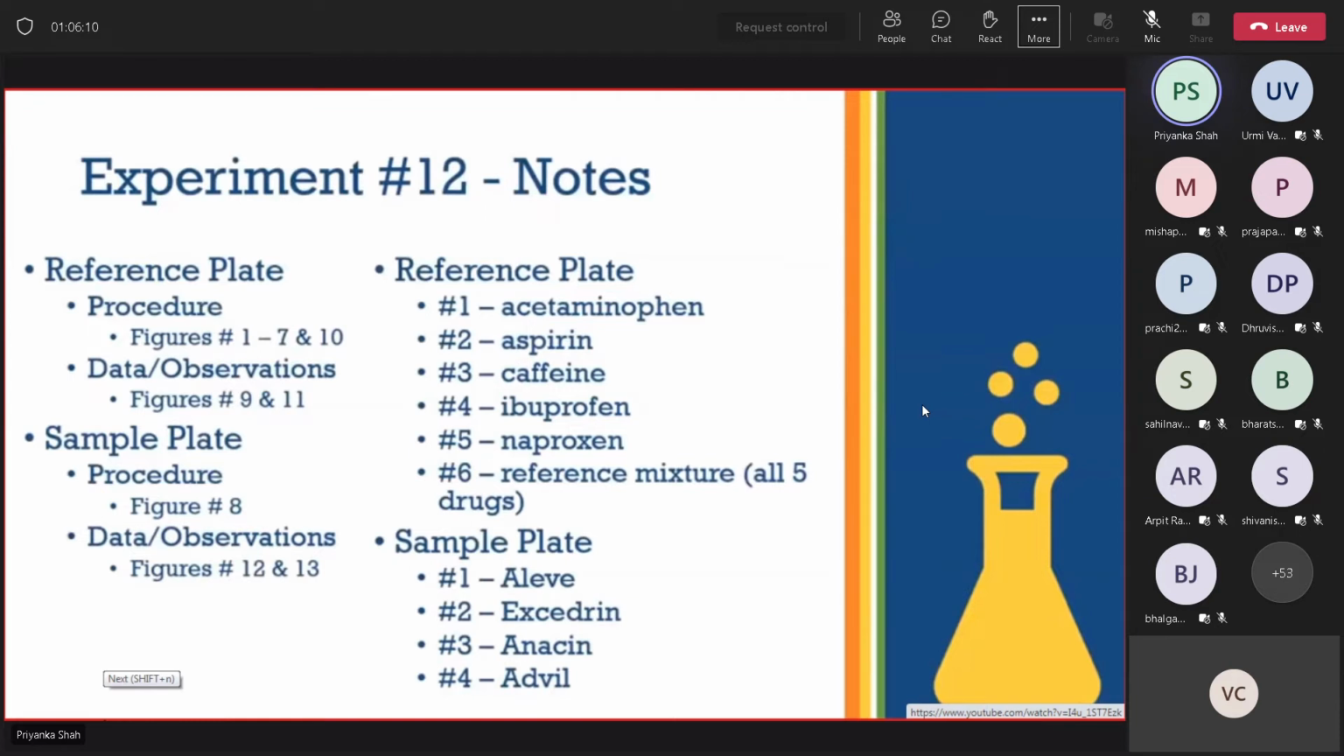A reference plate and sample plate were each made and analyzed. The procedure is shown in figures 1 through 7 and 10 for the reference plate and figure 8 for the sample plate. Many of the procedural steps were the same, and so pictures were not repeated. Data and observations for the reference plate are shown in figures 9 and 11, and 12 and 13 for the sample plate. The solutions used on the reference plate and sample plate are shown here and throughout other slides.